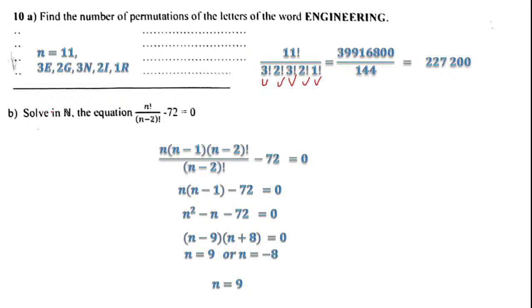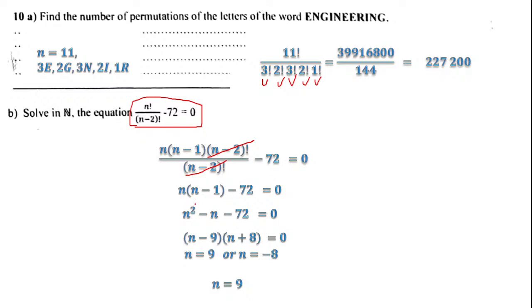Now solve in the set of natural numbers this equation: n factorial over n minus 2 factorial, minus 72 equals 0. So I'll just work with this n factorial until I have n minus 2 factorial and I stop. So n factorial is the same as n into n minus 1 into n minus 2 factorial. I'm stopping here because this n minus 2 factorial cancels out with the n minus 2 factorial, and I'll be left with n into n minus 1, minus 72 equals 0.